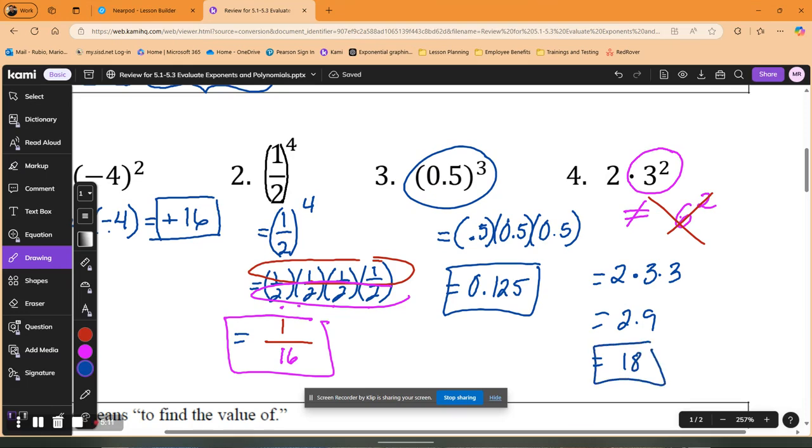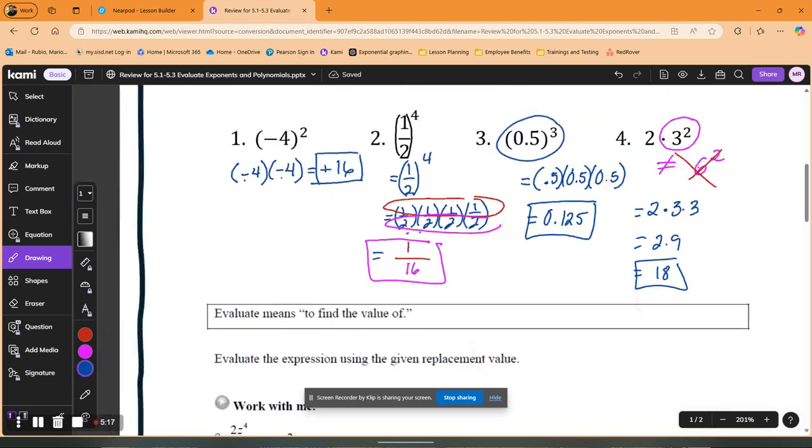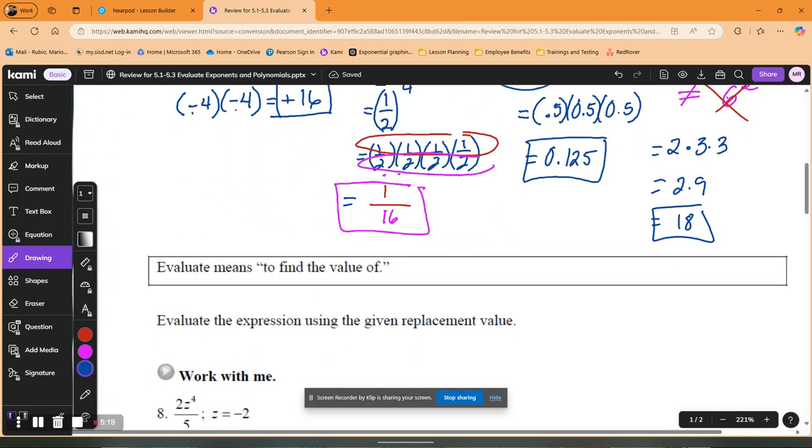Okay. If you have questions, let me know. But this should refresh your memory. You've already seen these notes before. Did I write that already? Evaluate. I did that twice.